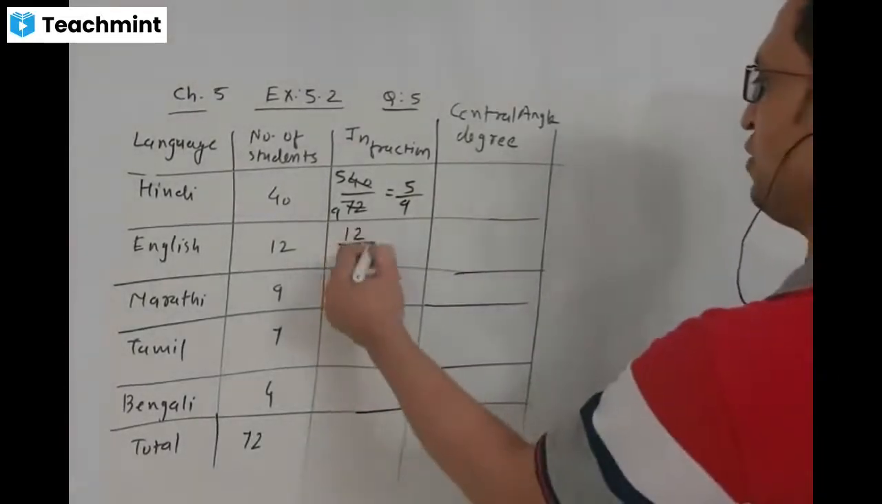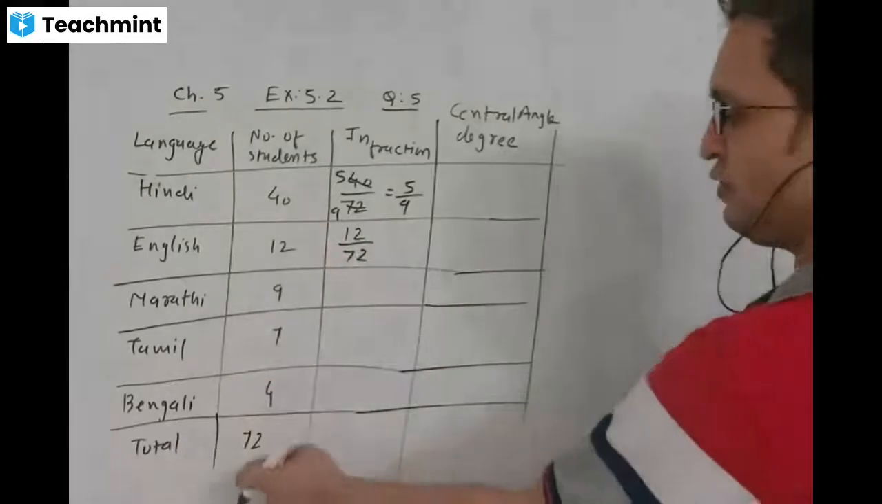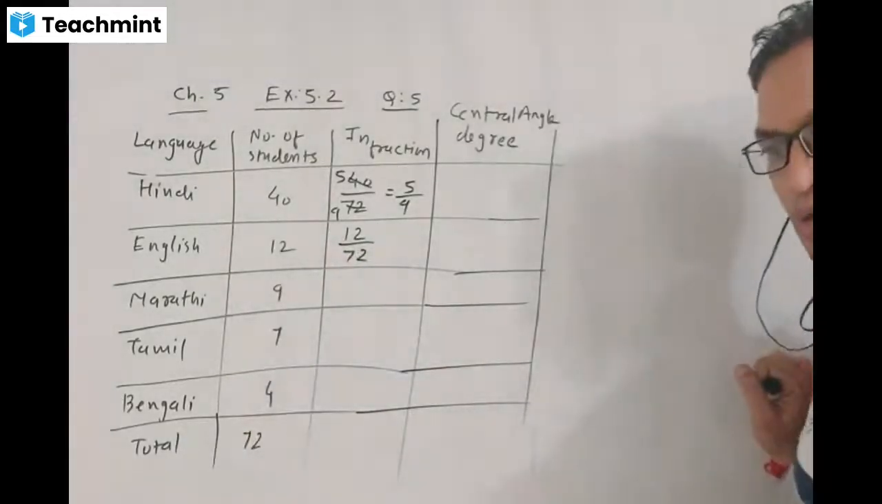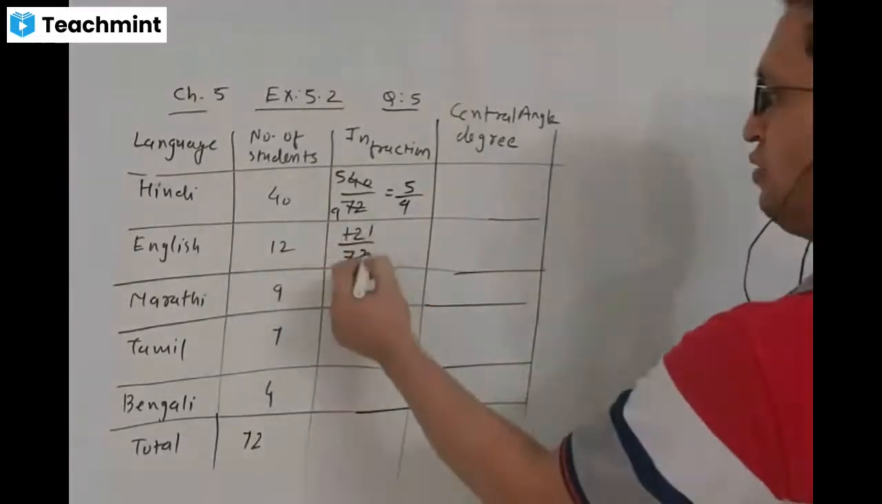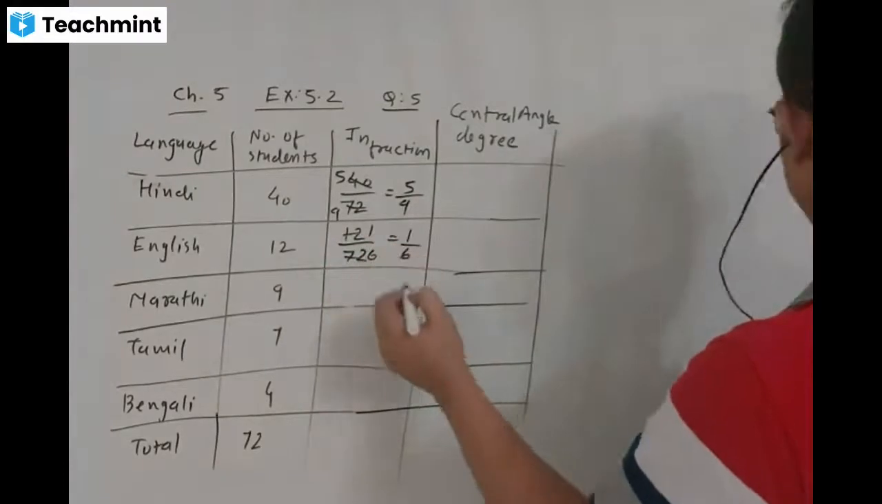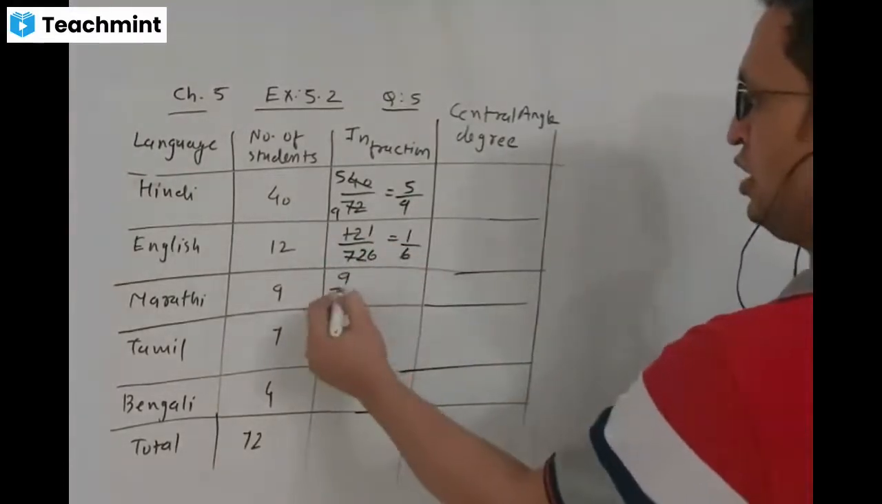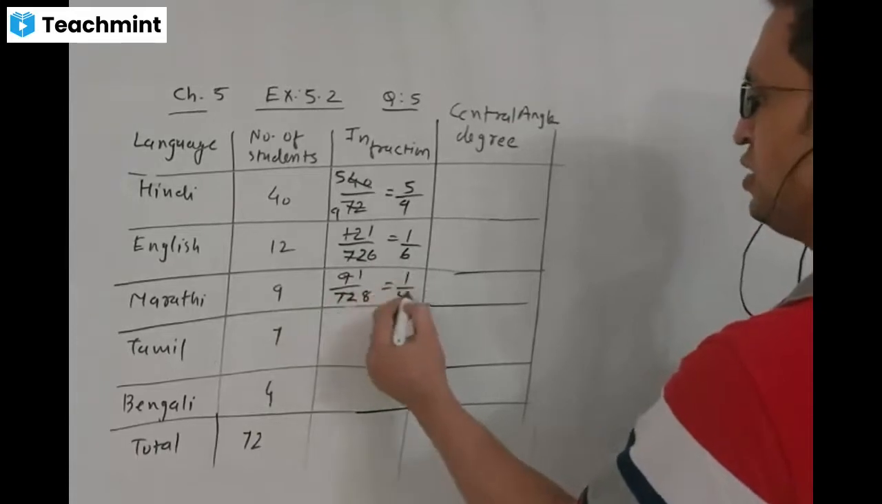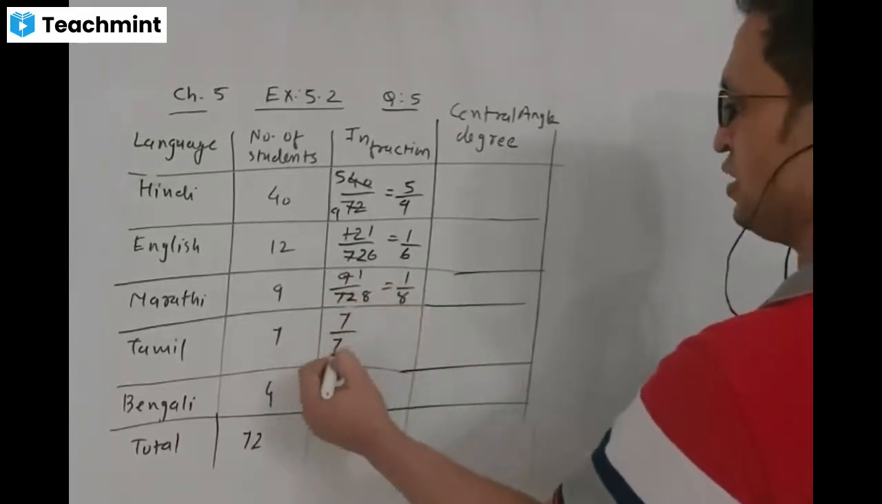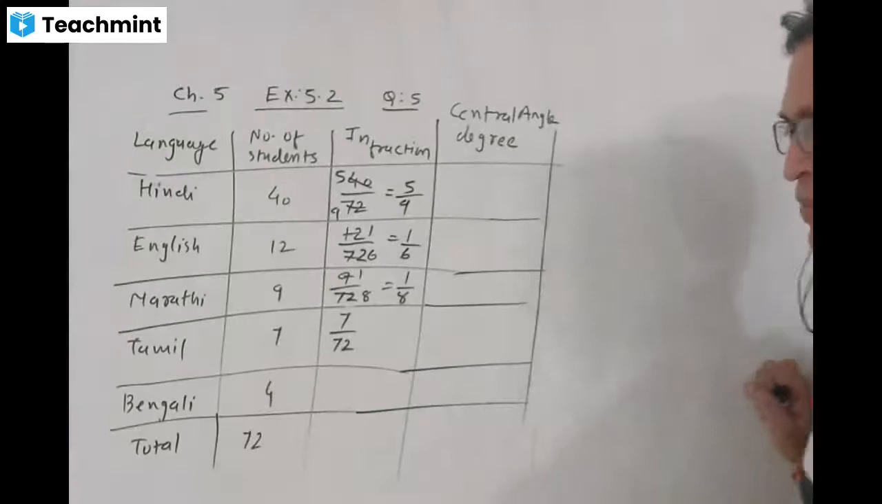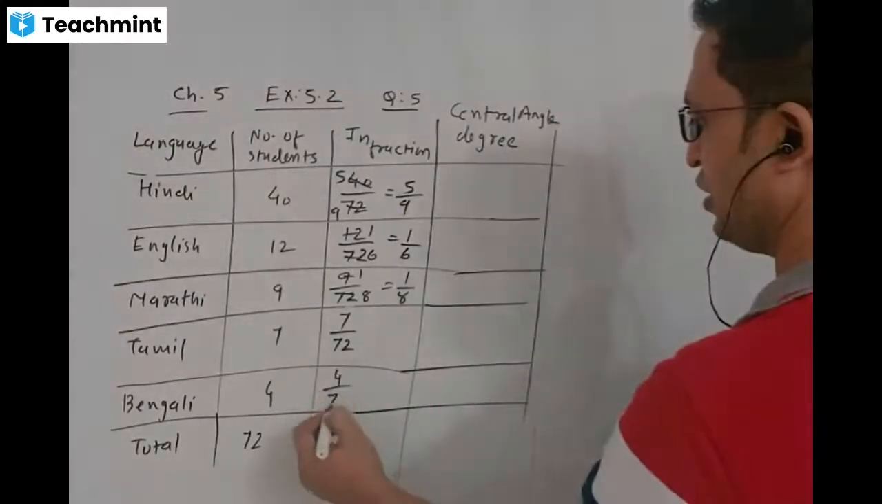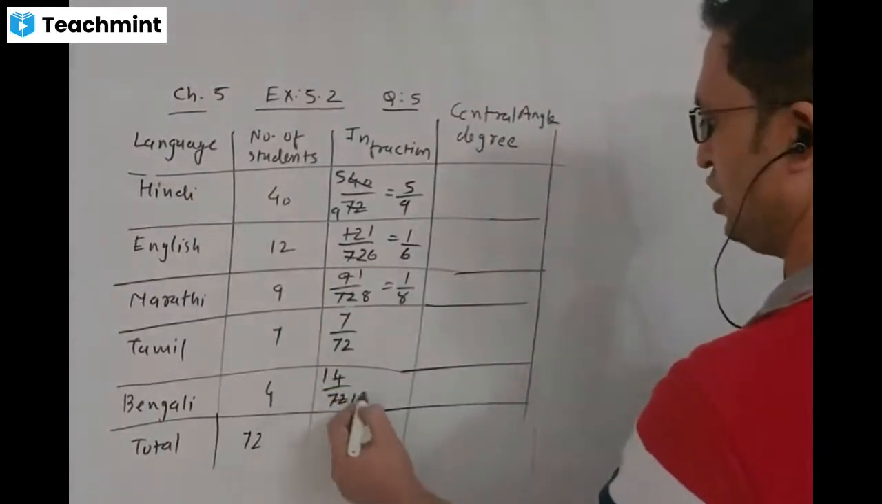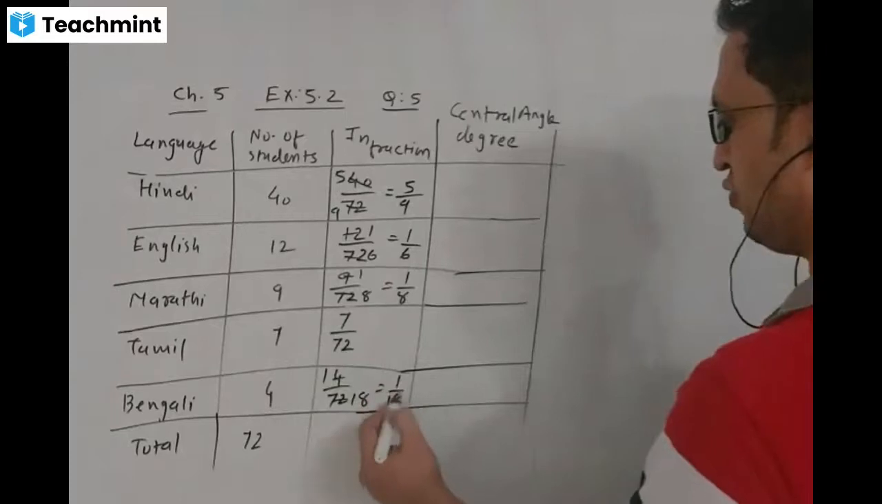Similarly, 12 by 72. Each number is divided by the total number and converted into a fraction. 12 divided by 12 is 1, 72 divided by 12 is 6, that is 1 by 6. 9 by 72: divided by 9, that is 1 by 8. 7 by 72 as it is. And 4 by 72: divided by 4, that is 1 by 18.